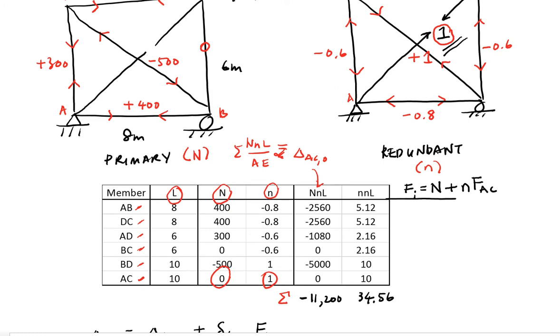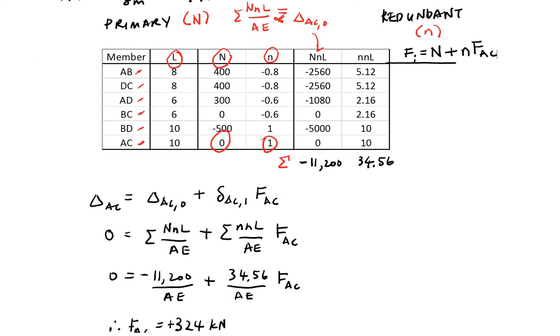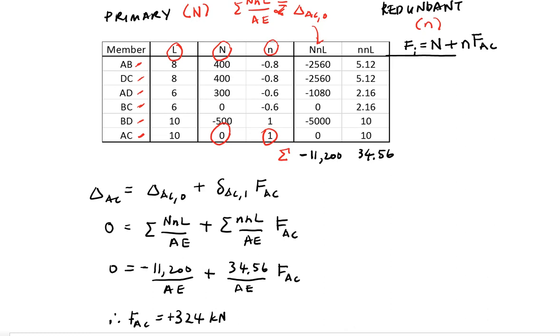Okay, so if you follow the same rule, for member AB, F of AB would then be equal to 400, the internal force of the primary system, plus small n, the redundant system, multiplied by FAC, which is 324 kilonewton. Okay, this will give you a value of 140.8 kilonewton. You repeat for all the members, you will get values as shown here.